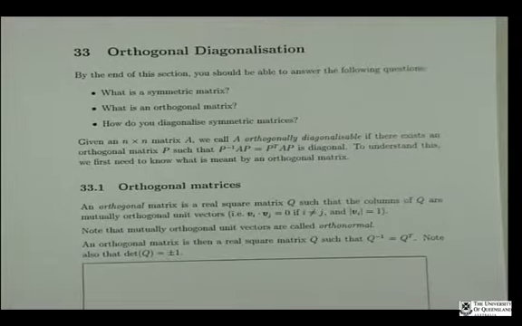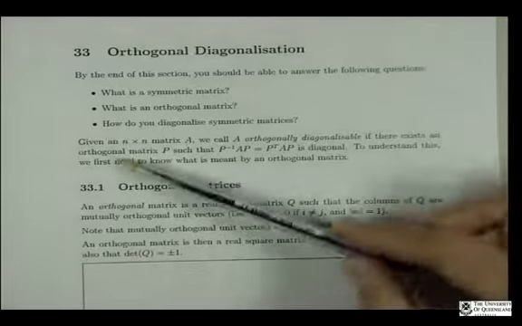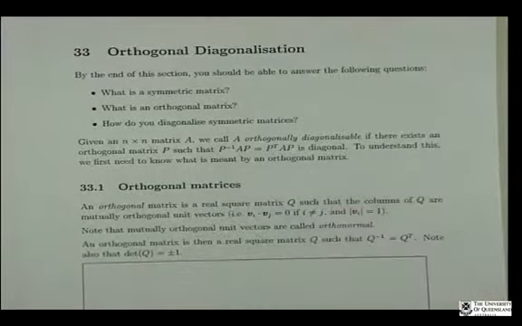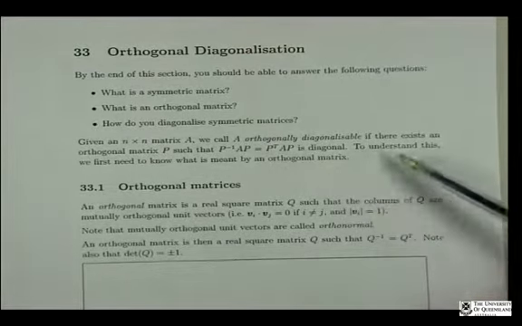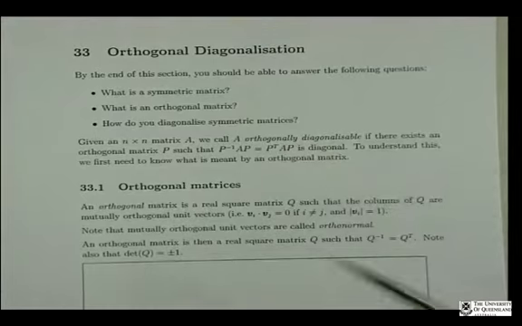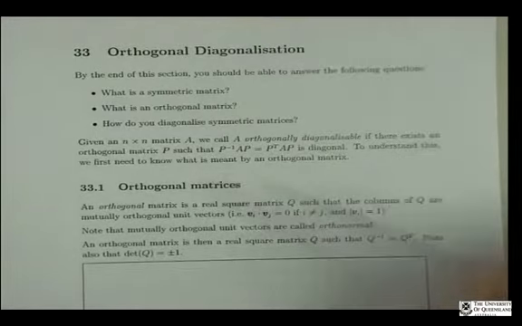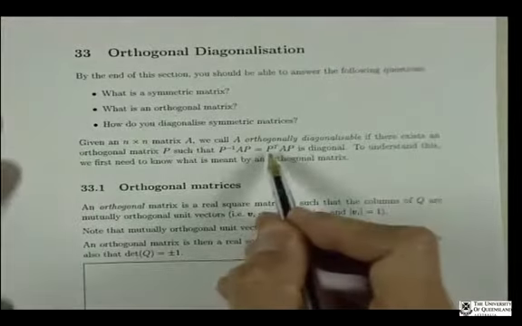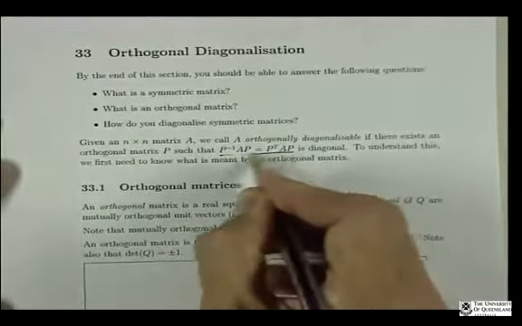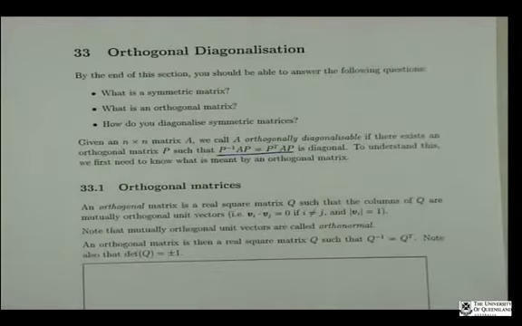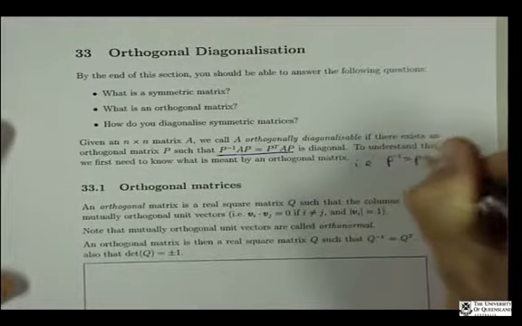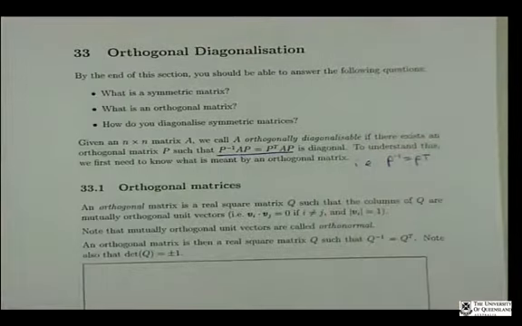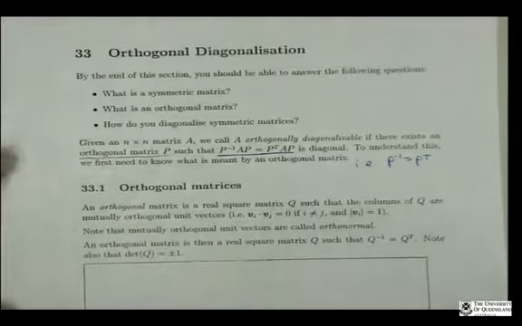Okay, so firstly, what are orthogonal matrices? Well, this is what we're going to be looking at, given an n by n matrix A. So we know what it means to diagonalize a matrix A, but we call A orthogonally diagonalizable if there exists an orthogonal matrix P such that P inverse equals its own transpose. So that's the key identification with this equation, that P inverse equals its own transpose. And in fact, this is the definition and the one property that characterizes what we mean by an orthogonal matrix.